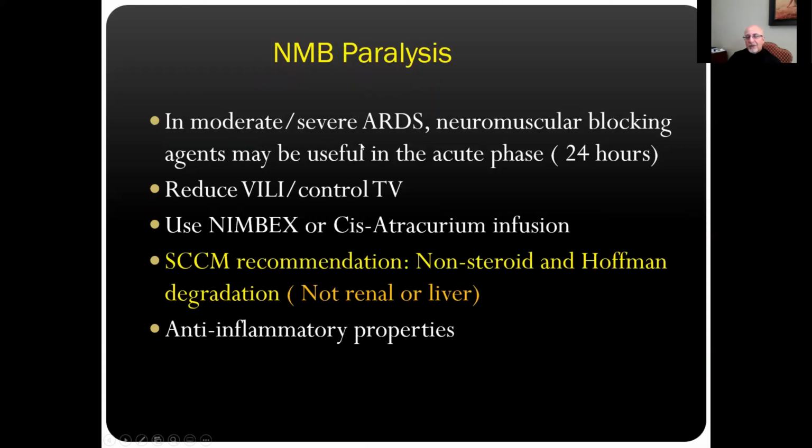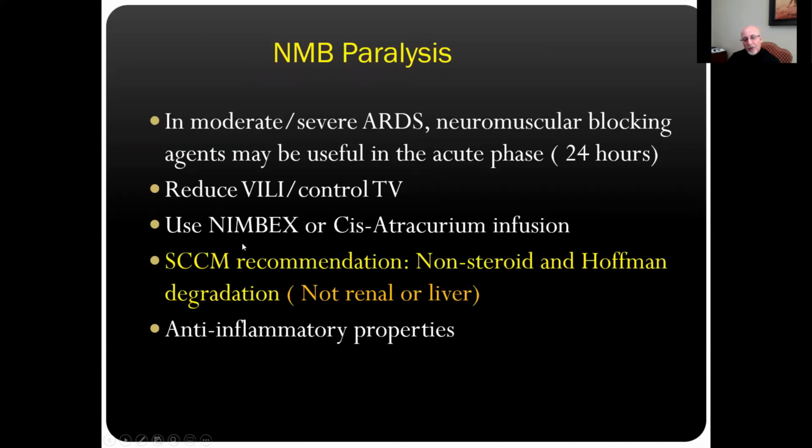So in moderate or severe ARDS, neuromuscular blocking agents may be useful in the acute phase, generally considered the first 24 or 48 hours. The point of this is to reduce the biotrauma from excessive tidal volumes. We can then reduce ventilator-induced lung injury. The recommendation by the Society of Critical Care Medicine is we use a drug called cis-atracurium as an infusion or as boluses.